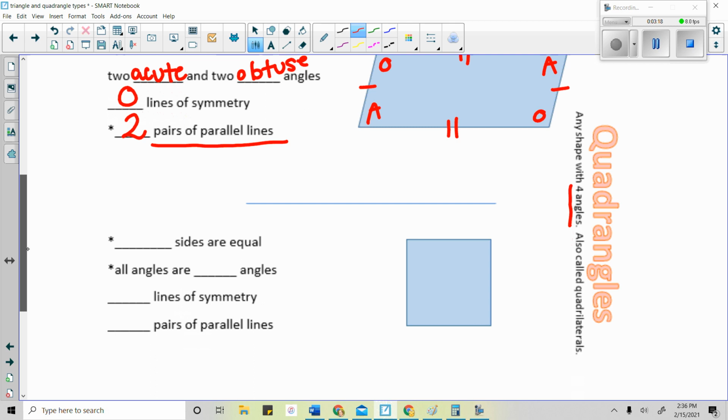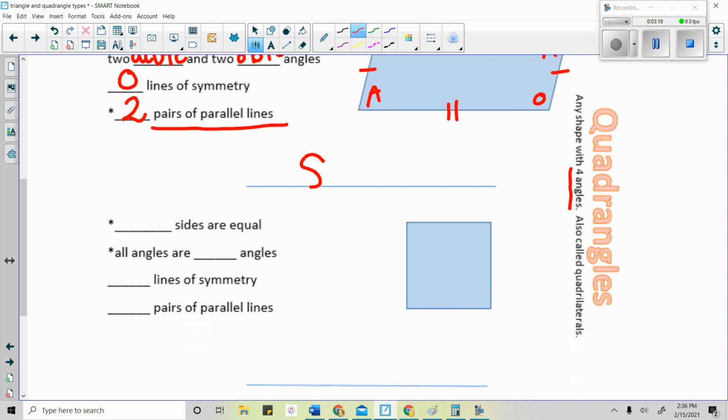Now moving on to our next shape, we all know this one. This is the square. The square has 2 defining characteristics. First of all, the sides have to be equal, and all of the angles are right angles, so they are all equal to each other. So this is actually a regular figure. This is our regular quadrangle.